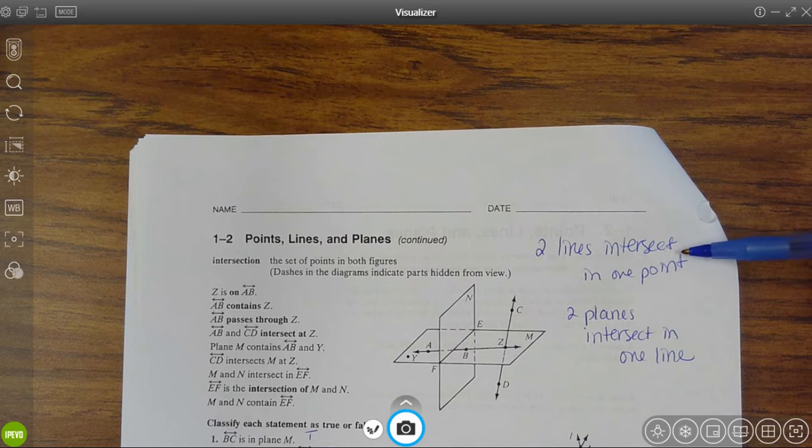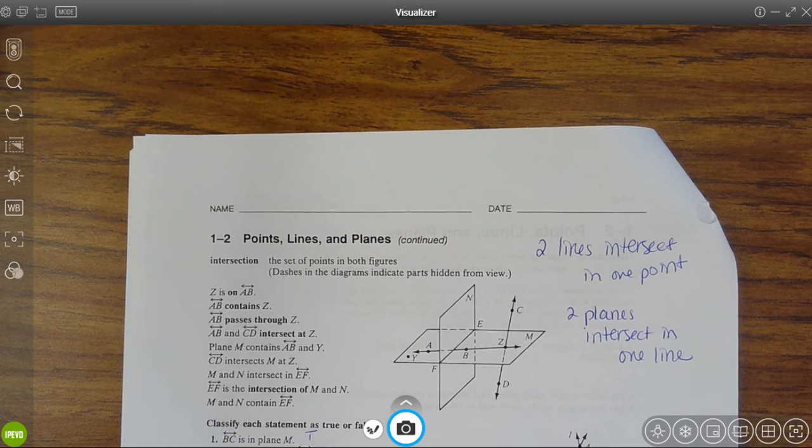Now, another word on intersection. 2 lines will always intersect in one point. 2 planes will always intersect in one line. And a line and a plane will intersect in a point. You want to take a minute to look through numbers 1 through 20 down below. Pause your video and you can come back when you're done and check your answers.